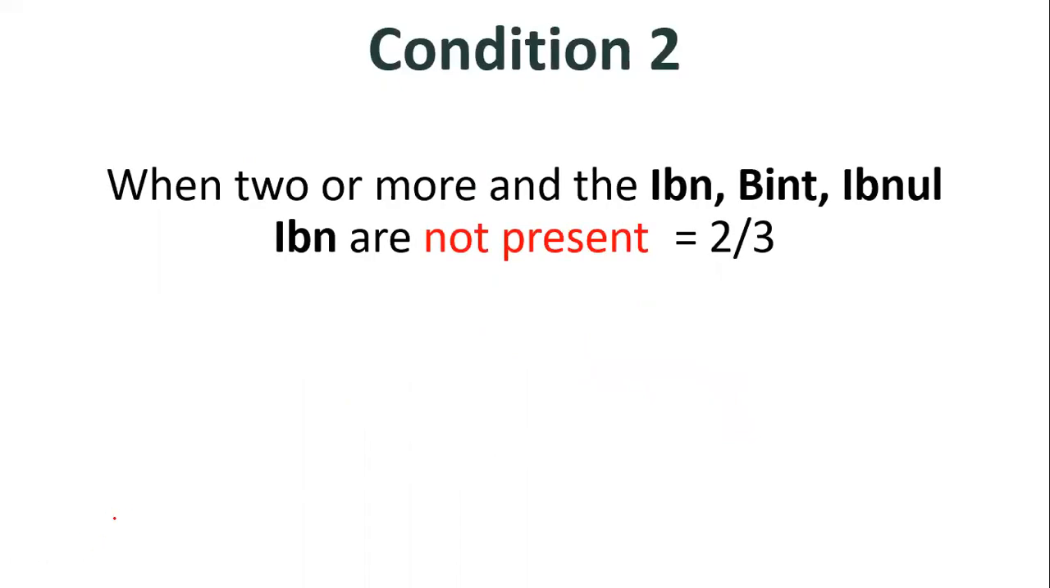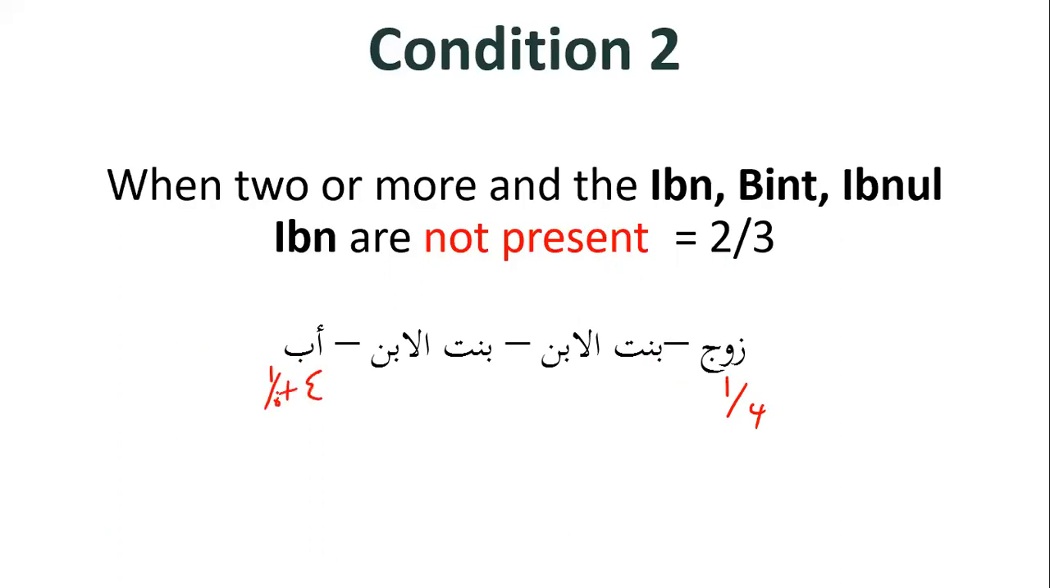Another example for condition number 2: when 2 or more and the Ibn, Bint, Ibn al-Ibn are not present, they will receive 2/3 of the inheritance. So first of all, let's do the ones that we do know. We know that Zawj will receive a quarter. Over here, Ab will be 1/6 plus Asaba.